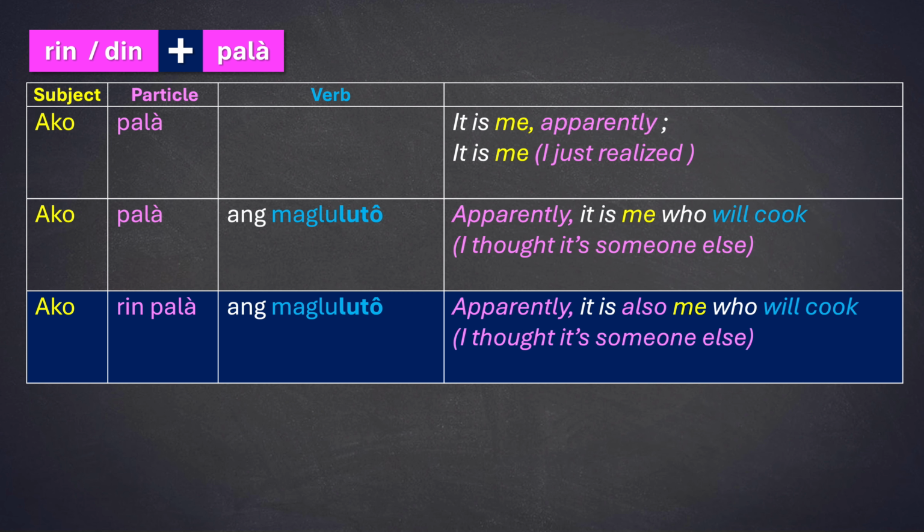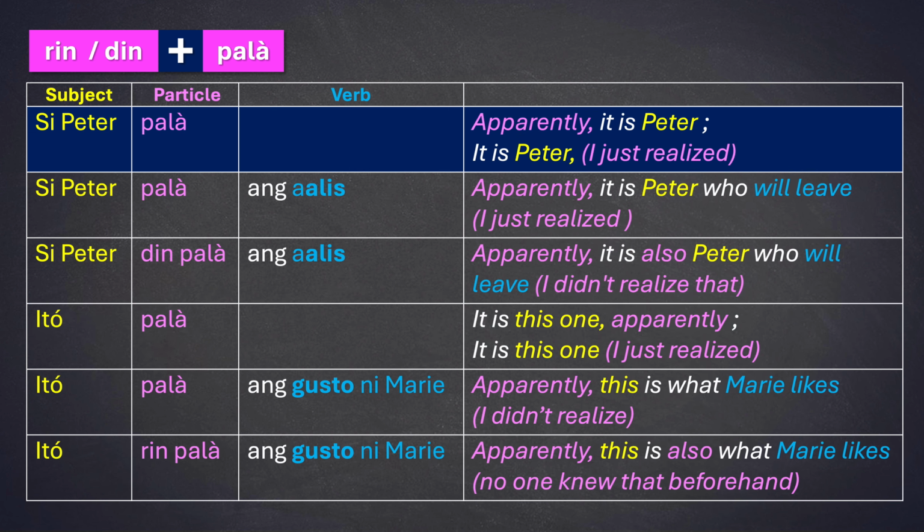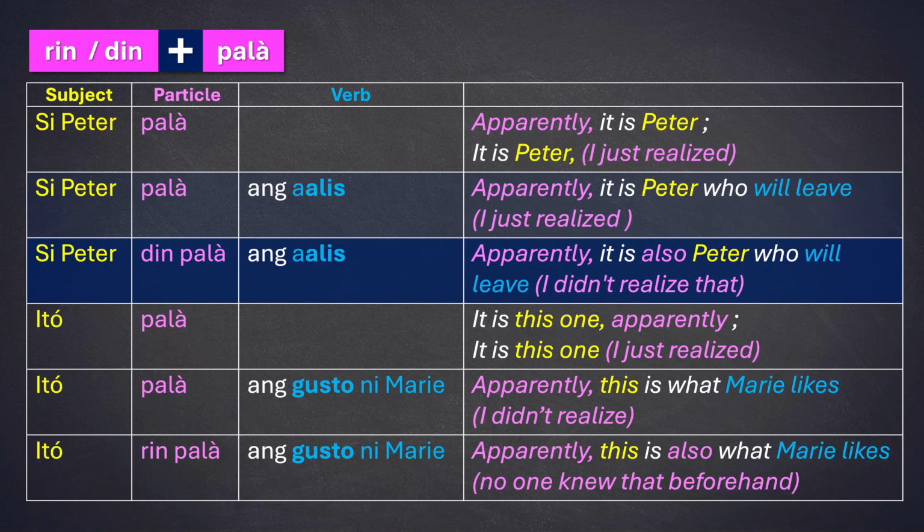Ako rin pala ang magluluto. Apparently, it is also me who will cook. I thought it's someone else. Si Peter pala. Apparently, it's Peter. It is Peter, I just realized. Si Peter pala ang aalis. Apparently, it is Peter who will leave. I just realized. Si Peter din pala ang aalis. Apparently, it is also Peter who will leave.